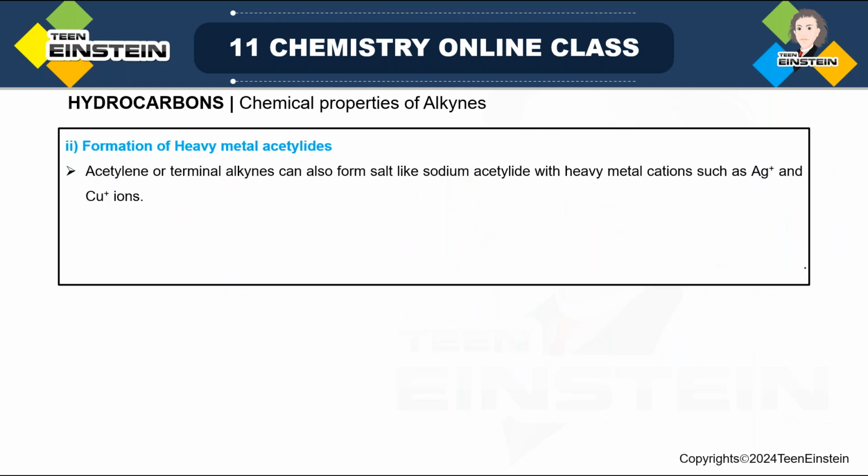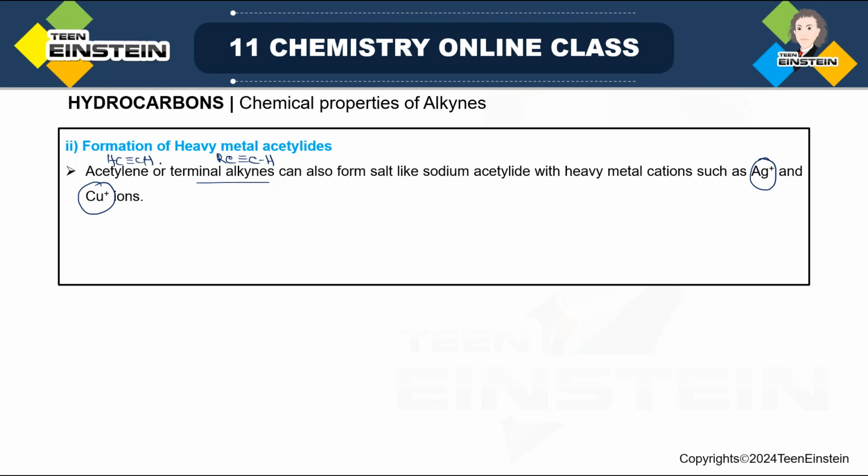The second possibility is formation of heavy metal acetylide. Now we will use again a metal, but it is not an alkali metal, it is some heavy metal. So which heavy metal is normally used? Silver plus and copper plus, Cu plus. It is not cupric, not Cu2 plus, it is Cu with a single positive charge. Acetylene or terminal alkyne, terminal alkyne meaning this type of general formula I can write, and acetylene is HC triple bond CH, which always has this terminal CH bond, can also form salt, just like the sodium acetylide we have already seen in the previous slide. But now it is a heavy metal cation.